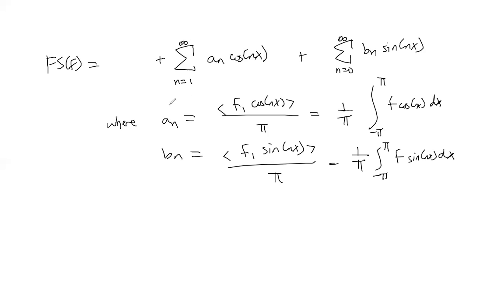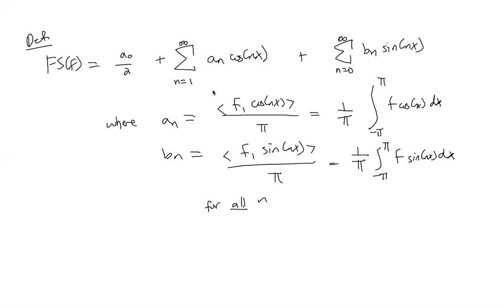Okay, and a0 you have to divide by 2 pi over here. So in order to keep the formulas the same for all n, so for it to be true for all n, we write a0 over 2 because we need to divide by an extra 2. Okay, and these are the formulas. So this is called the Fourier series of f.